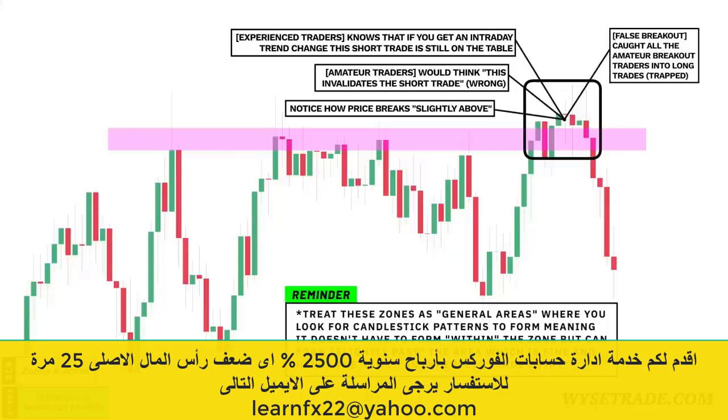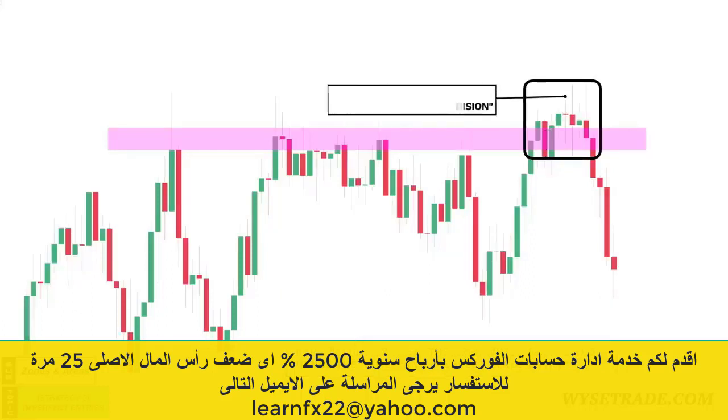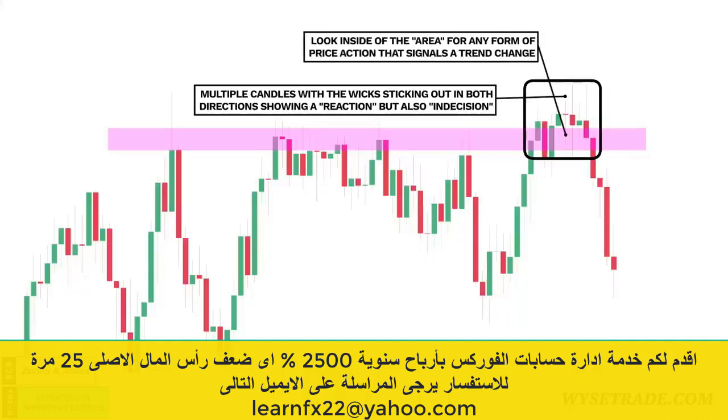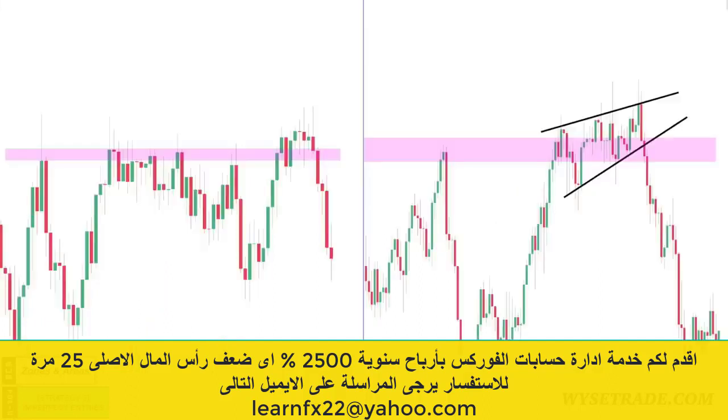trades. Now, as price entered the area, you had multiple candles with the wicks sticking out in both directions, which shows a reaction and indecision at the area. As always, we need a trend change confirmation. So let's pull up a lower time frame, specifically the 2-hour time frame, and put it beside this one. On the left is the 8-hour time frame we just looked at, and on the right is the 2-hour time frame of the same asset.